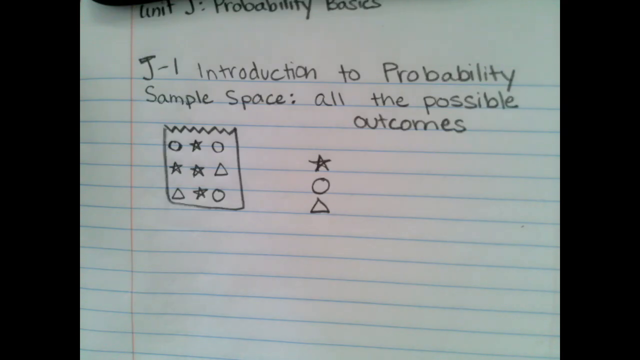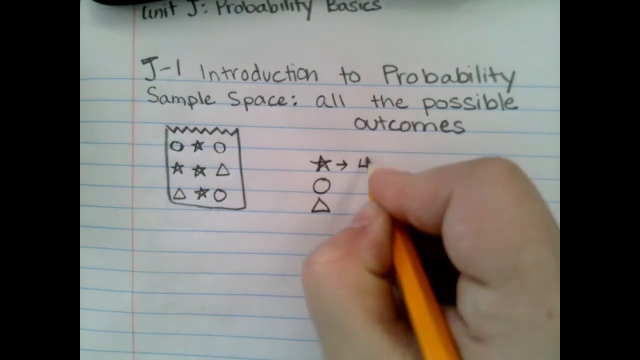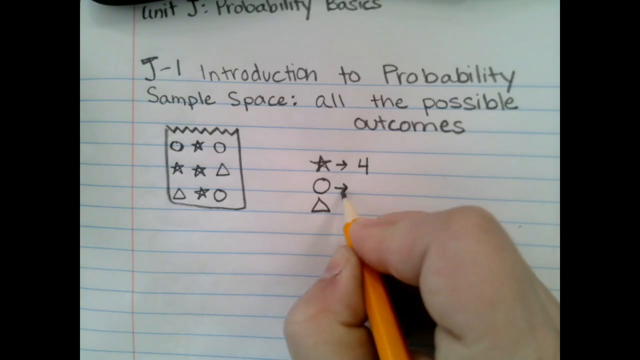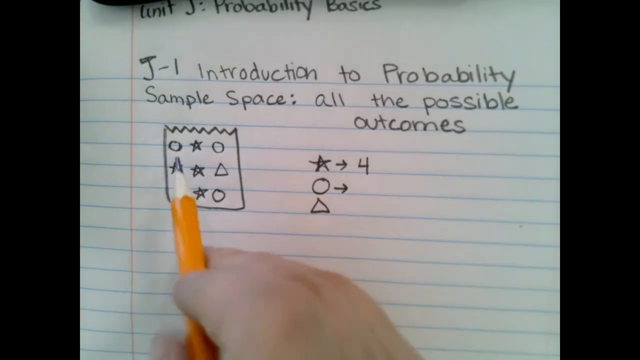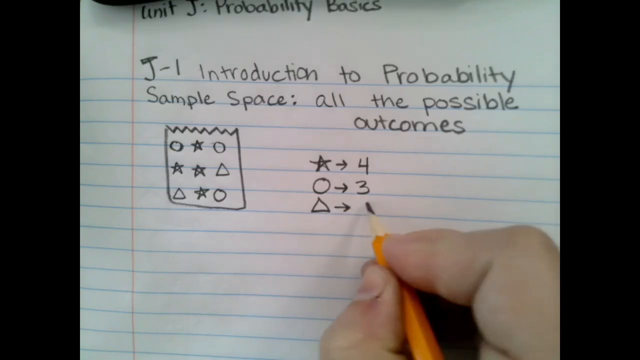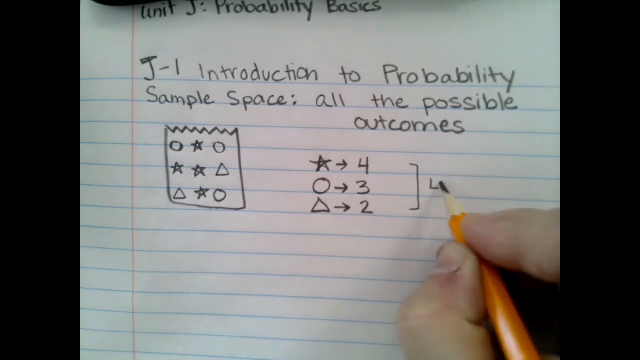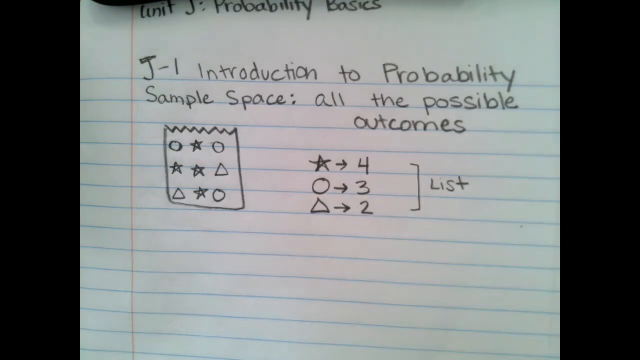So when we talk about our sample space and we list it, we want to make sure we're listing the amounts that we have. So how many stars are there? 4. How many circles? Circles? 3. Triangles? 2. So if I ask you to list the sample space, that's what it's asking you to do, is actually list out how many of everything there is.